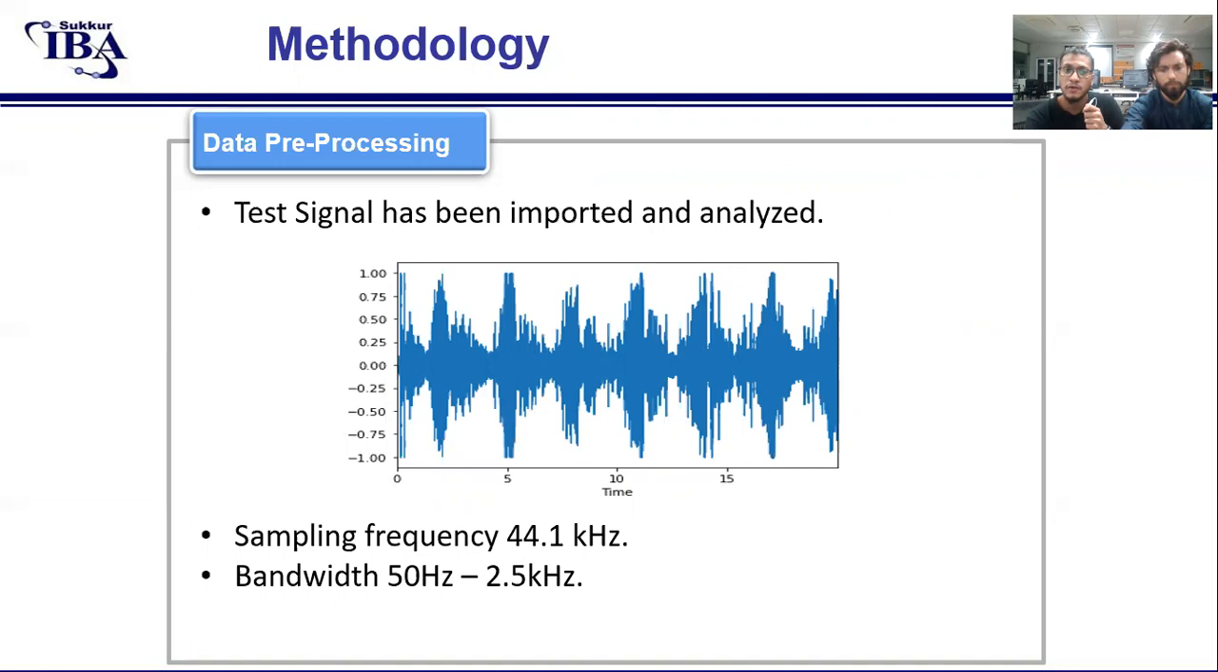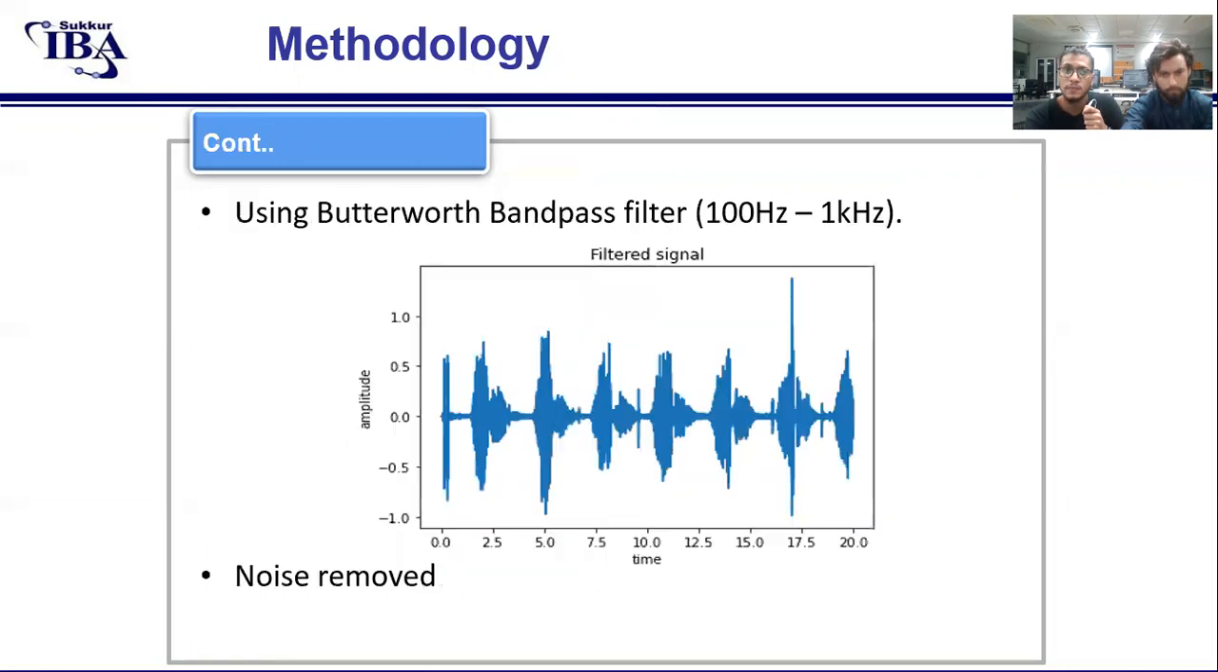kilohertz, having a bandwidth of 50 hertz to 2.5 kilohertz. We filter the data using a Butterworth bandpass filter over the 100 hertz to 1 kilohertz frequency range. We have removed voice and noise.